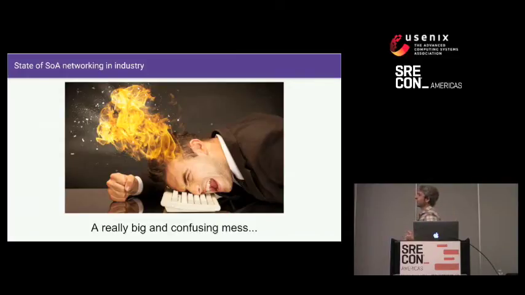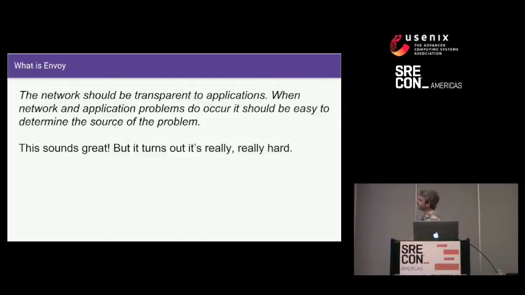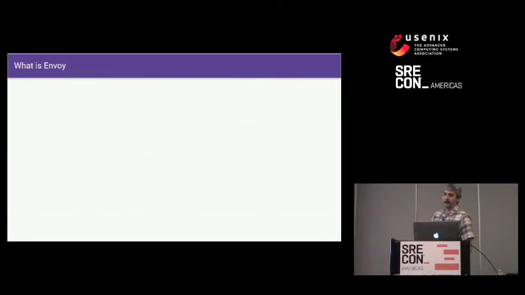So we're in this interesting situation now where I think everyone recognizes that there's a lot of benefits to the microservice architecture, but we don't have the tools yet that actually enable most people to get out there and build quality architectures. So what is Envoy? The mission statement, which I'll just read, is that the network should be transparent to applications. When network and application problems do occur, it should be easy to determine the source of the problem. And that's a great mission statement, but it turns out to do that, it's really hard. So what does Envoy actually do?